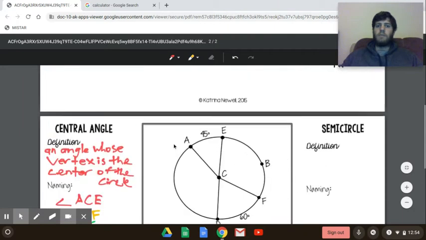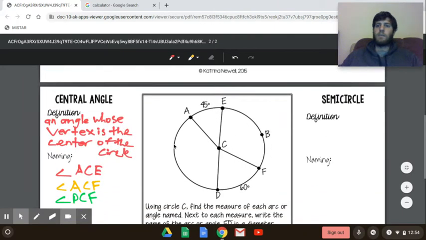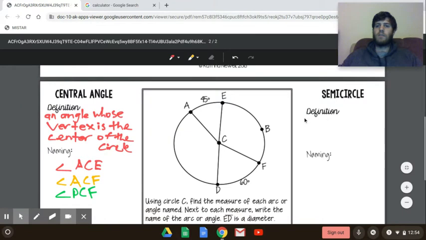Okay. Second definition, a semicircle. A semicircle is half of a circle. It measures 180 degrees around.